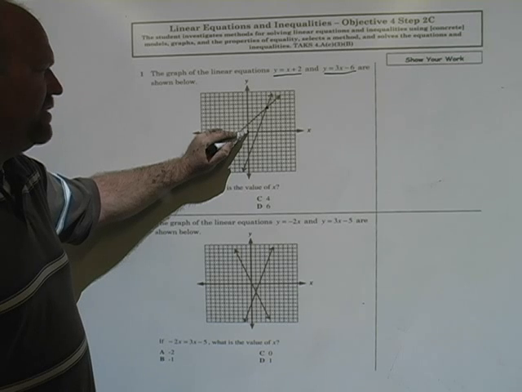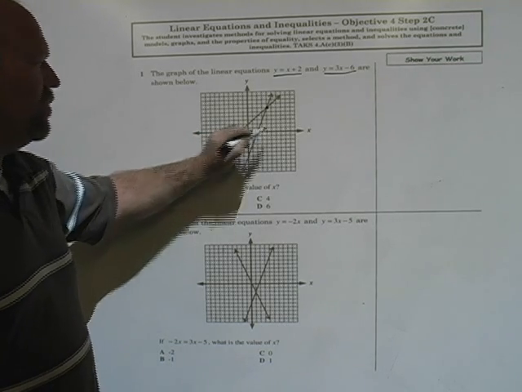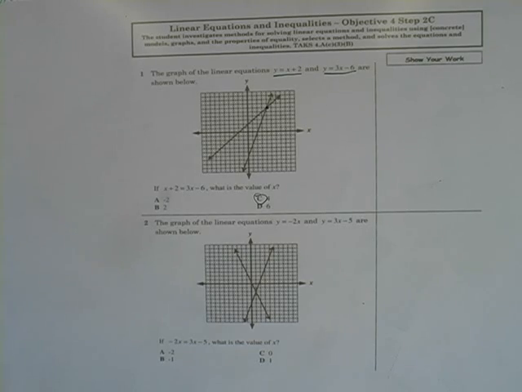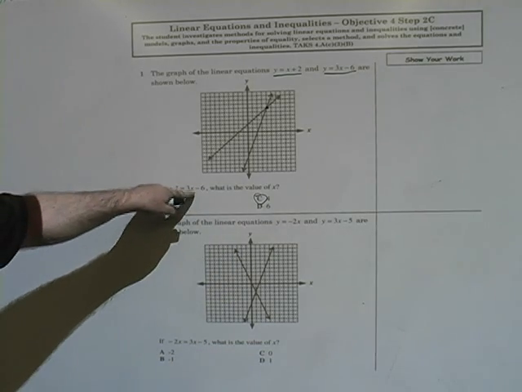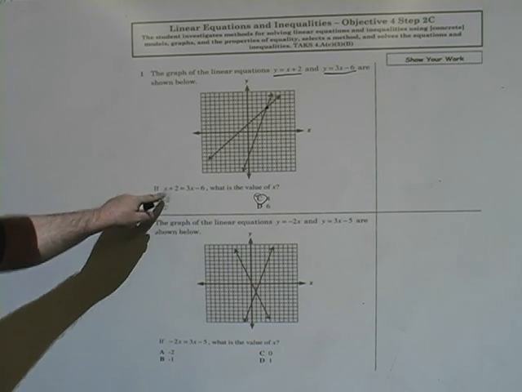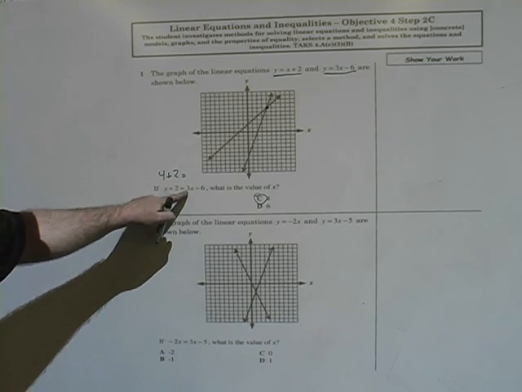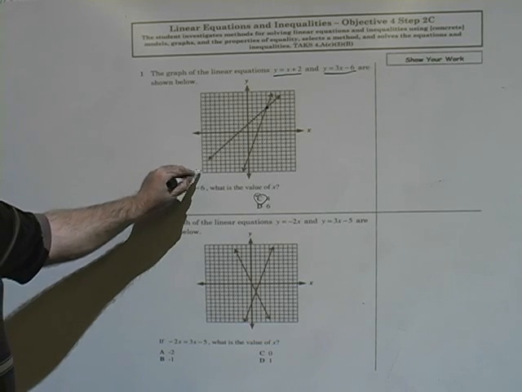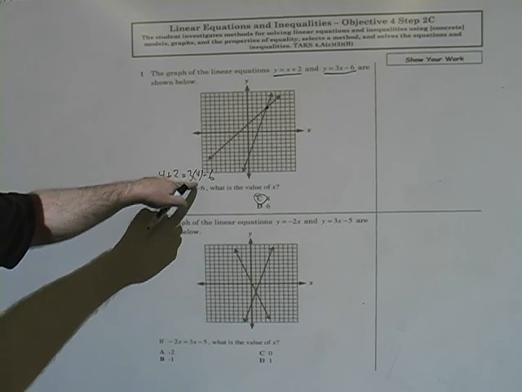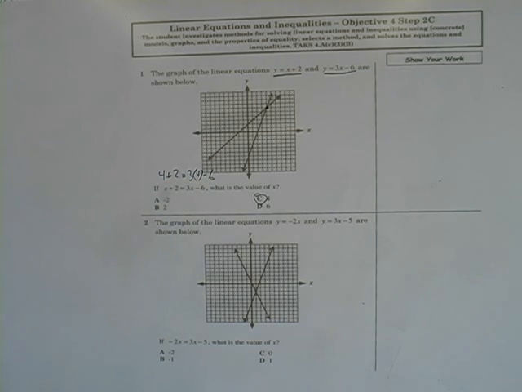You come over from here. Here's 0, 1, 2, 3, 4. Now you also could have plugged a 4 in for x at both places, and you would have seen that that makes this equation true. 4 plus 2 equals 3 times 4 minus 6. 4 plus 2 is 6. 3 times 4 is 12. 12 minus 6 is 6. So those are equal.